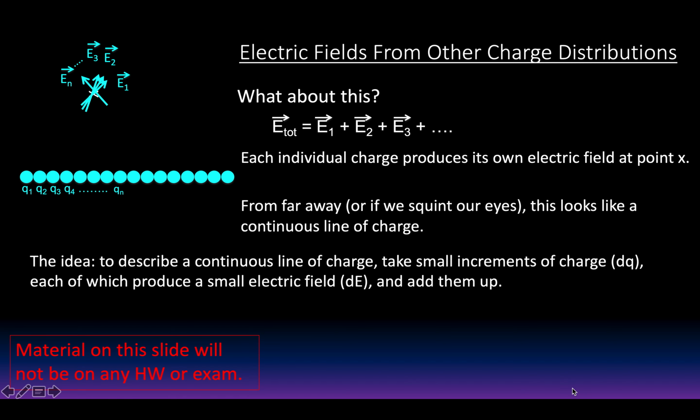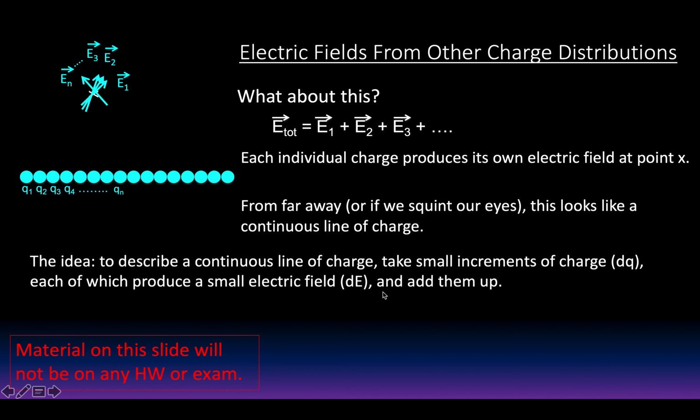The strategy that we're going to adopt is we will describe this infinitely long line of charge as being made up of many small charges, each of charge dq, all lined up one after the other. Each small charge dq will produce its own individual small electric field dE, and to find the total electric field at the point in question, we will need to add up all of these dEs.